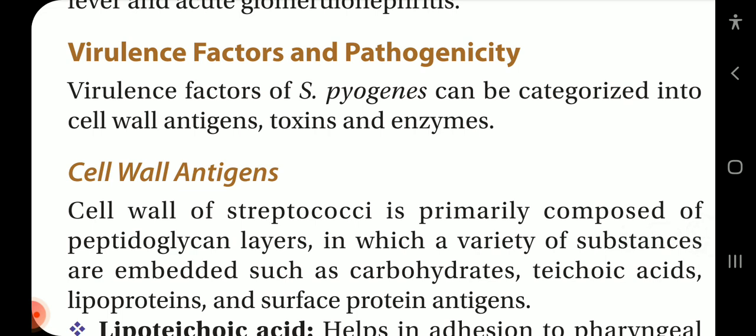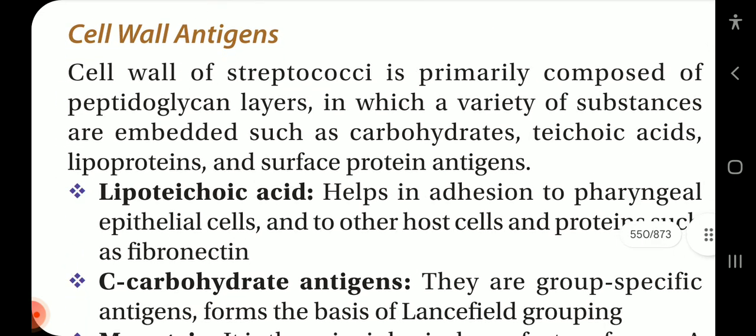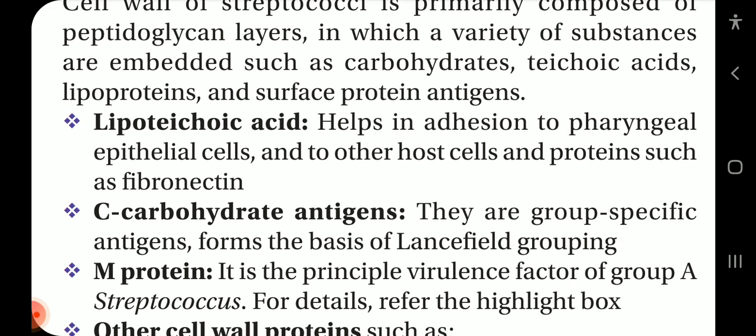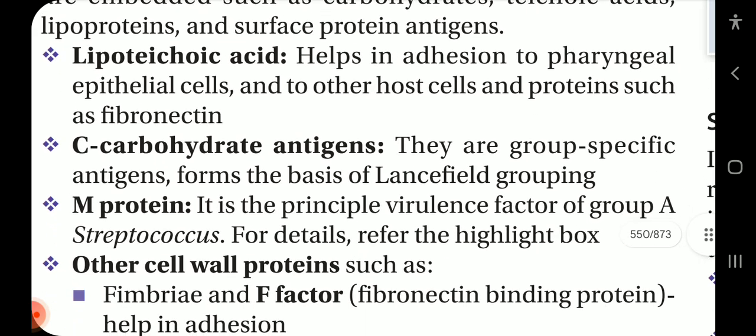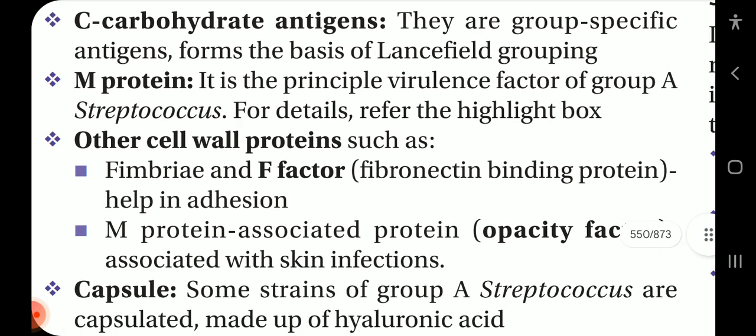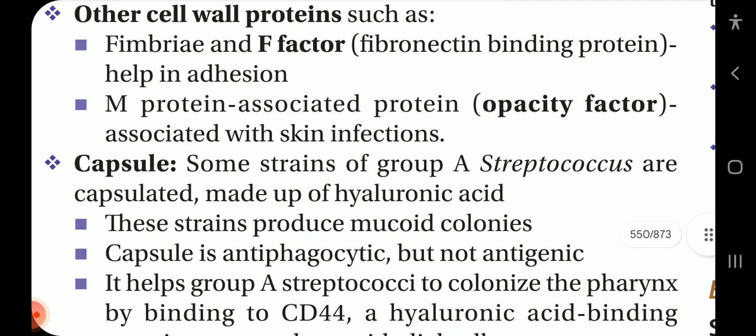Virulence factors of Streptococcus pyogenes can be categorized into the cell wall antigens, toxins, and enzymes. Cell wall antigens. The cell wall of streptococci is primarily composed of peptidoglycan layers in which a variety of substances are embedded such as carbohydrate, teichoic acid, lipoprotein and surface protein antigens. Lipoteichoic acid helps in the adhesion to pharyngeal epithelial cells and to other host cells and proteins such as fibronectin. C carbohydrate antigen. They are group specific antigens and form the basis of Lancefield grouping. M protein is the principal virulence factor of group A streptococcus. Other cell wall proteins such as fimbriae and F factor, fibronectin binding protein, help in adhesion.